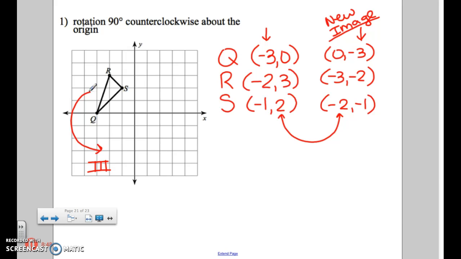You can plot these ordered pairs to make sure it looks like it should. So if you go back to your paper, I would have Q at 0, -3. So there's Q prime, -3, -2 for R prime, and then -2, -1 for S prime. And you should see that if I would turn the shape 90 degrees counterclockwise, it would end up in the same location, just in a new quadrant.